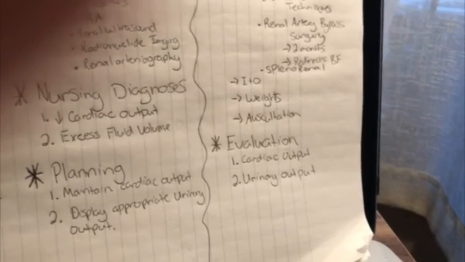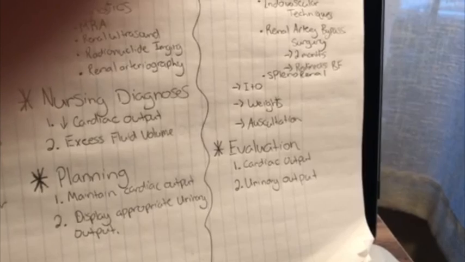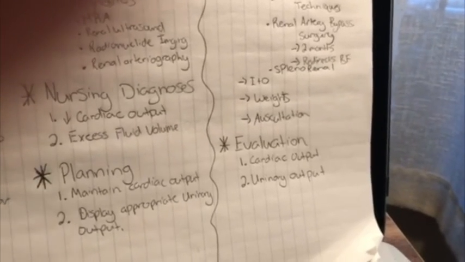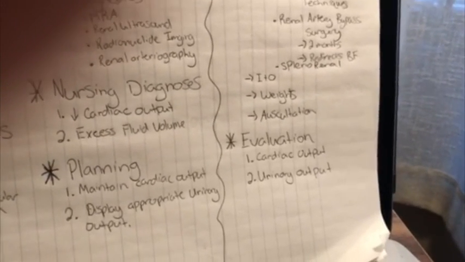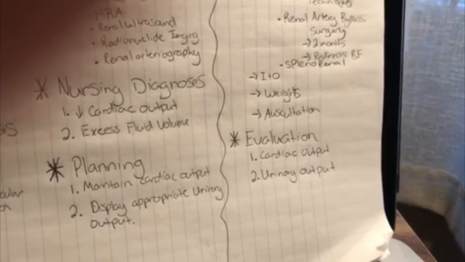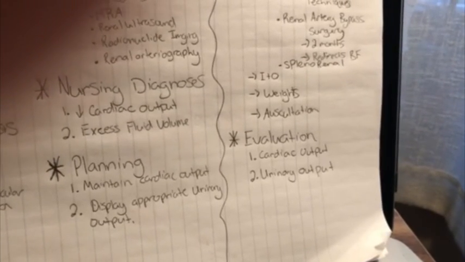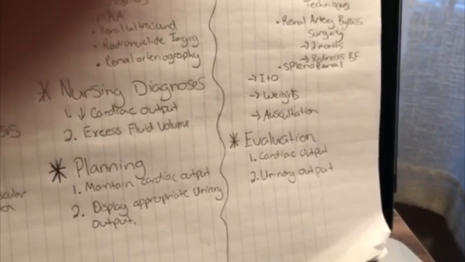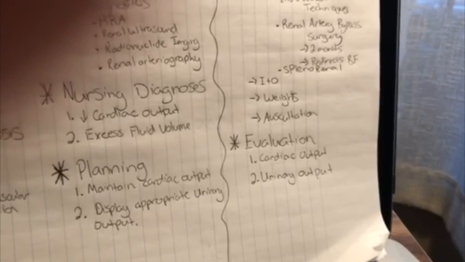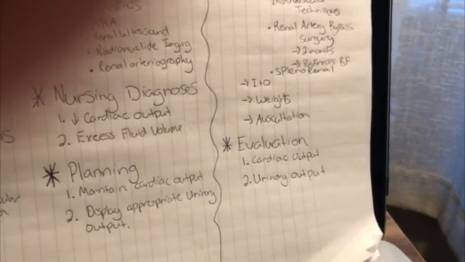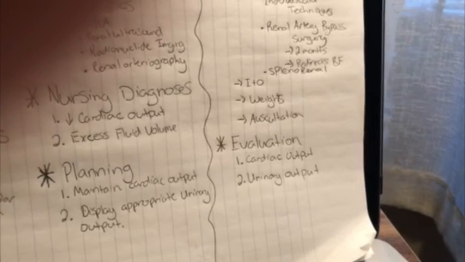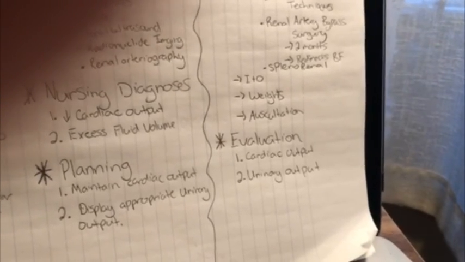And finally, for your evaluation, when evaluating the care for the patient, the expected outcomes are that the patient maintained a cardiac output as evidenced by blood pressure and heart rate within their normal limits throughout hospitalization, and the patient displayed appropriate urinary output with creatinine and glomerular filtration rate levels near normal, stable weight, vital signs within normal range, and an absence of edema throughout hospitalization.